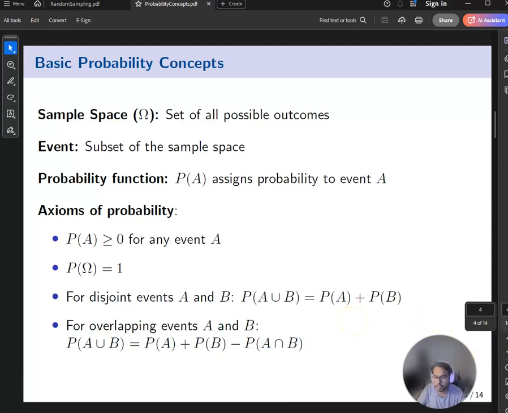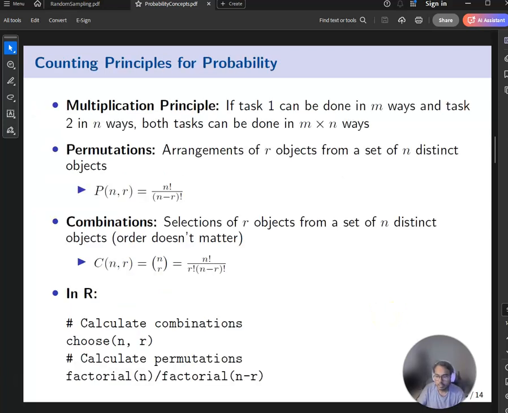So these are the fundamental concepts that we will be working with. A lot of probability problems come down to counting and figuring out how many ways something can happen. So let's talk about some powerful counting principles that will make our lives easier.